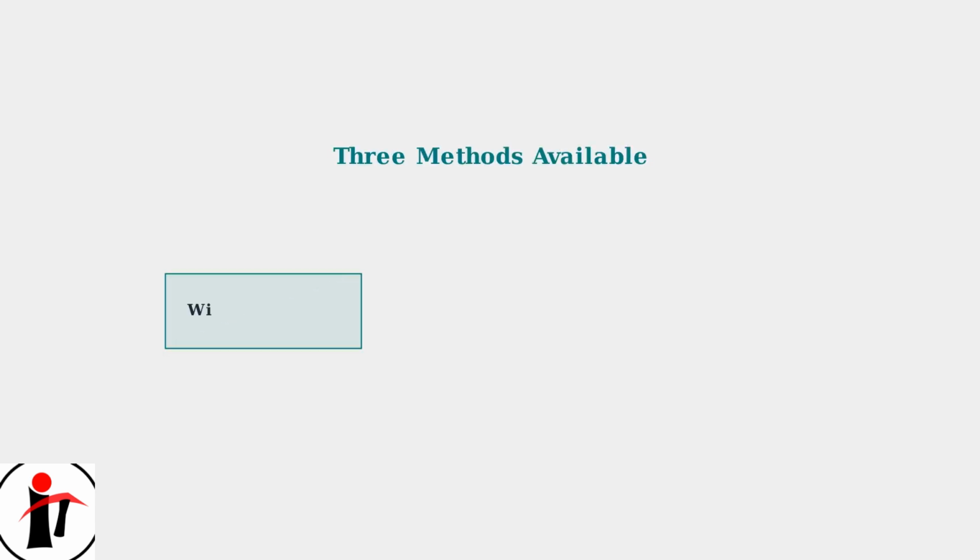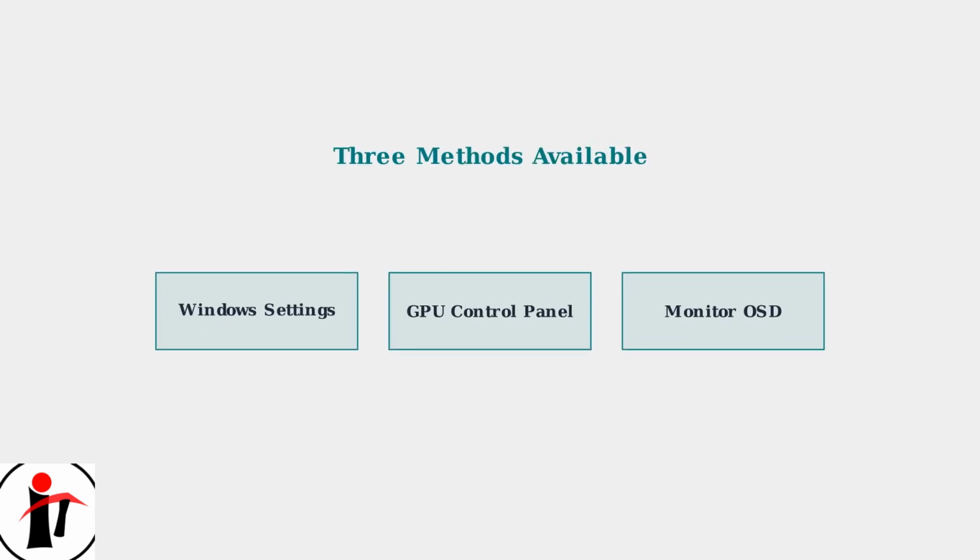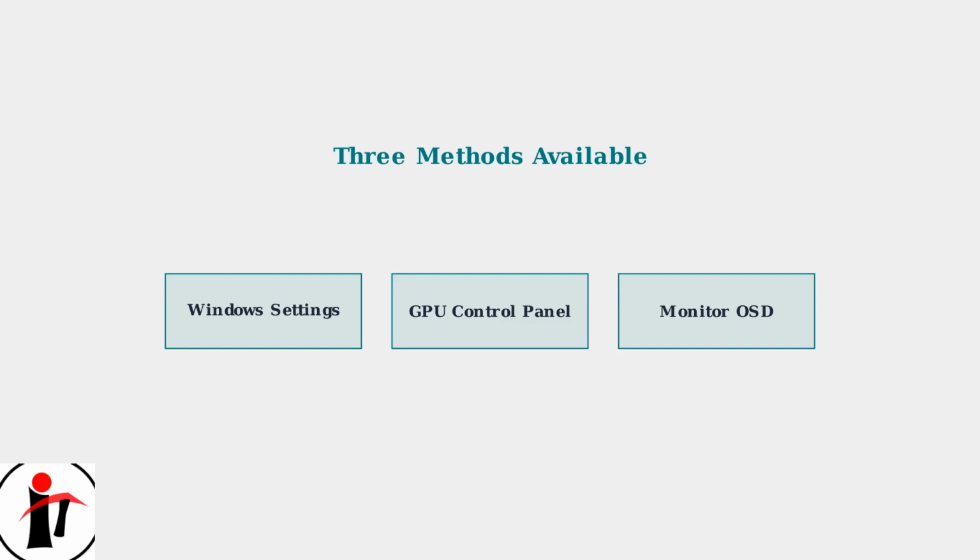You now have three reliable methods to change your Sceptre monitor's refresh rate: Windows Display Settings for system-level control, Graphics Card Control Panel for GPU-specific optimization, and Monitor OSD menu for direct hardware adjustment. Choose the method that works best for your setup.